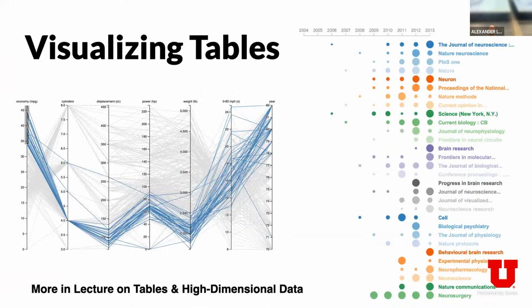And we'll actually have 2 lectures on tabular data visualization. What you see here on the left is a parallel coordinates plot, which is a multidimensional visualization that we'll be talking about. And then here on the right is a tabular visualization that uses size and color encoding. So more on this in the lecture on tables and high dimensional data visualization.